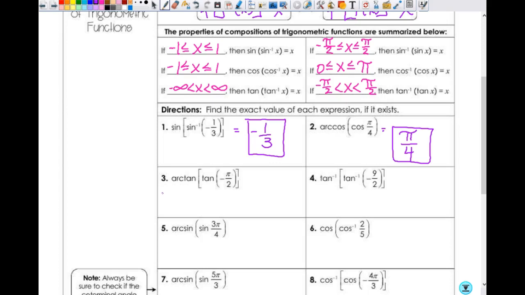Does that make sense? And then there's a mistake on 4. It's the tangent inverse of the tangent inverse. That doesn't make any sense, so we're going to mark that out. So all I want you to do on 3, 4, 5, and 6 is just write an A or an R because your final answer will be an angle or a ratio.